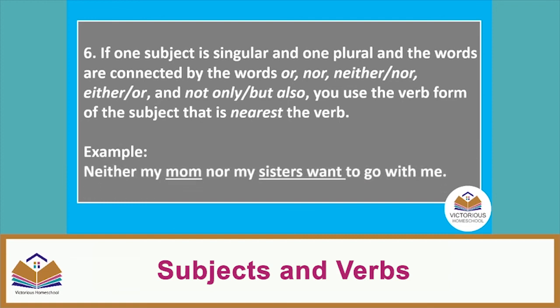Neither my mom nor my sisters want to go with me. So you just have to ask yourself, okay, you have the neither nor here, right? Which subject noun is closest or nearest to the verb? Okay, you have the subject mom there and another subject, my sisters, there. But since sisters is nearest the verb want, then the verb want should be in the plural form because sisters is in plural form as well. So that is a rule, and it is non-negotiable. You just have to remember that.